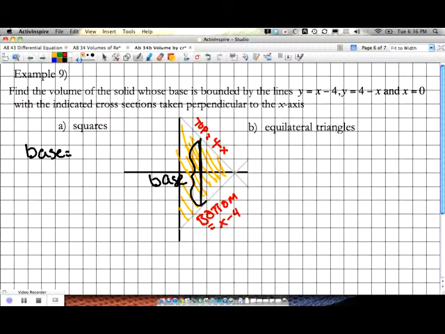So the base is the top minus the bottom, which is 4 minus x minus x minus 4. And if we were to simplify this and combine a few things here, this negative distributes, so I'm going to have 8 minus 2x, because I got 2 negative x's, and this negative 4 makes a positive. So there's my base, 8 minus 2x. Then what I'm going to be looking at is my shape. I need to make squares, and the area of a square is just base squared.